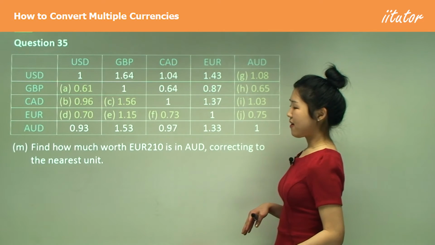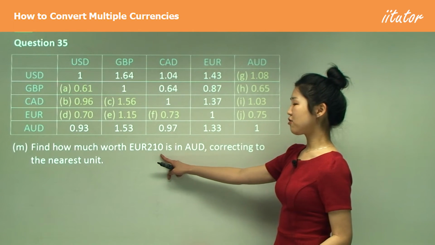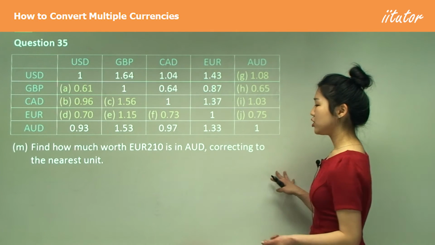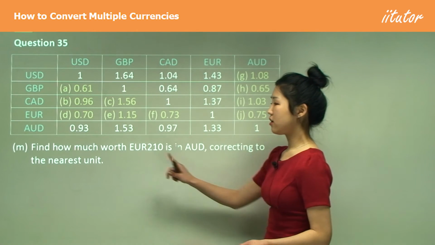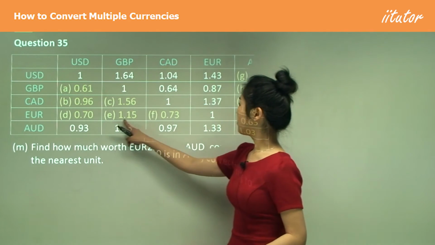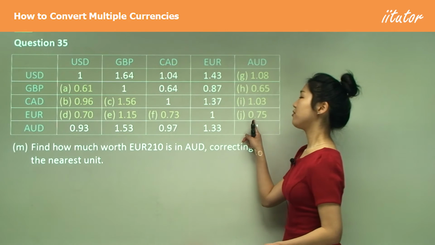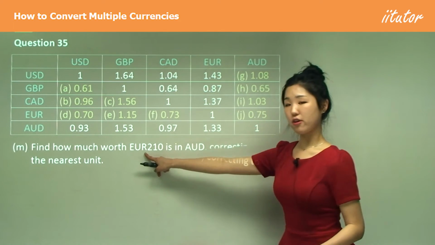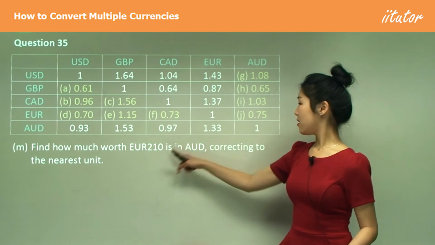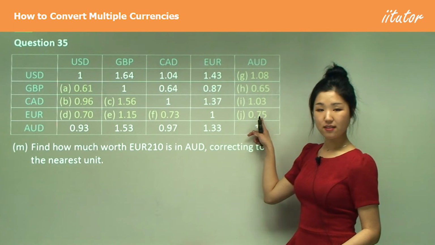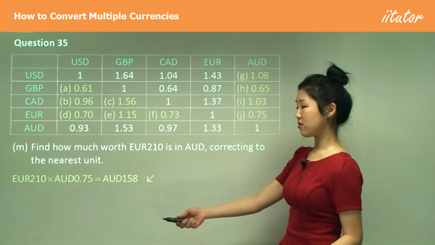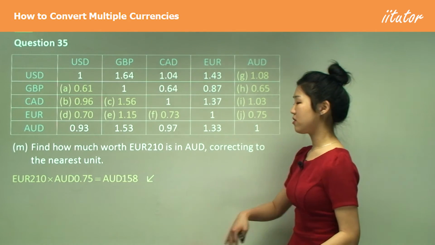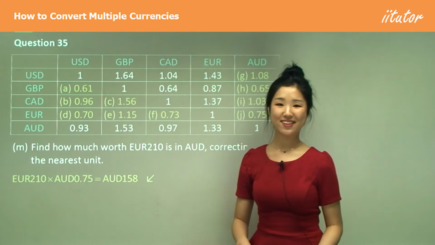Okay, the next one. Find how much euro 210 is in AUD. Okay, Australian. Correcting to the nearest unit. 1 euro is equivalent to, where is it? Over here. 0.75 Australian. 210 euro would just mean that times 210, isn't it? So that's what I'm going to do. Euro 210 times Australian 0.75. Just times those two numbers together, and the answer is 158.